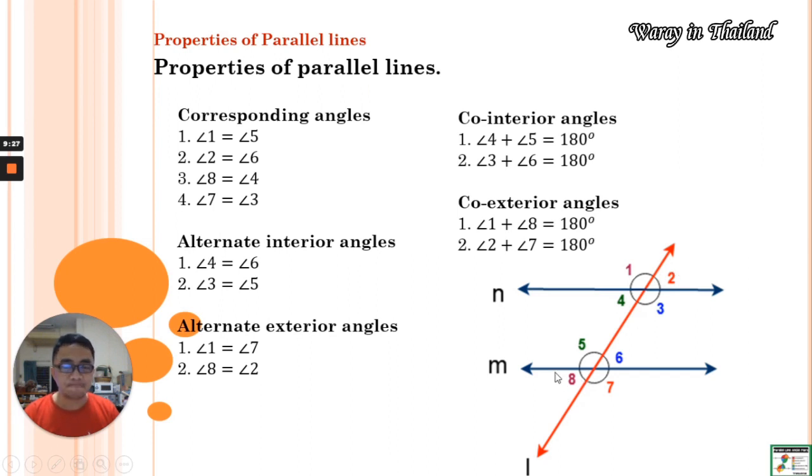And the last one, we have co-interior and co-exterior. Co-interior is inside, so you have 4 and 5. Angle 4 and angle 5 are equal to 180 degrees. And we have angle 3 and angle 6. The sum again is 180 degrees. So they are also called supplementary. Now the exterior, we have the outside. This is outside the parallel lines, and this one is outside the parallel lines. Again, angle 1 plus angle 8 is equal to 180 degrees, and angle 2 plus angle 7 is equal to 180 degrees.